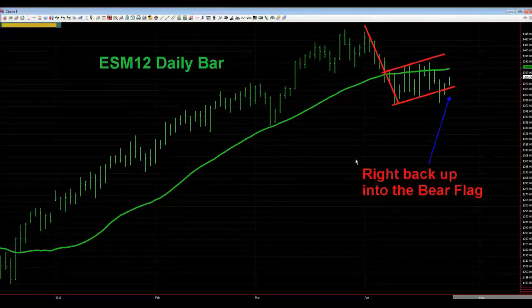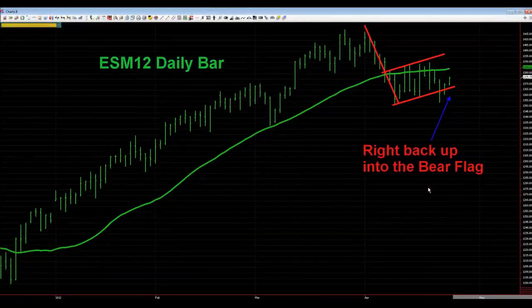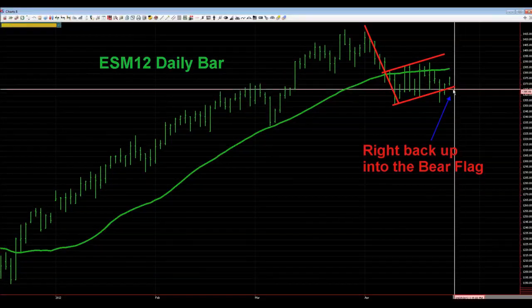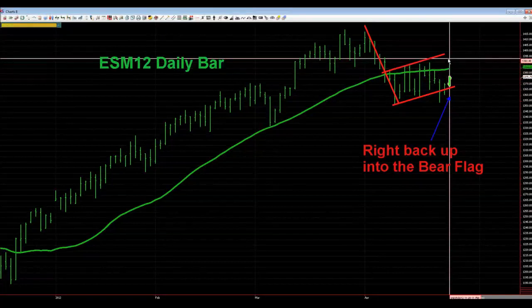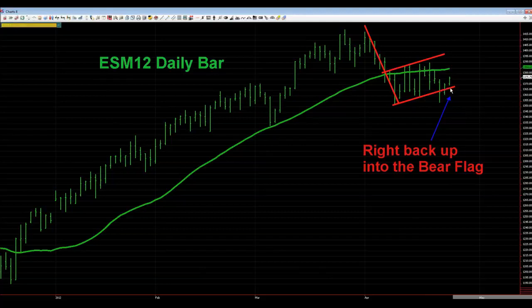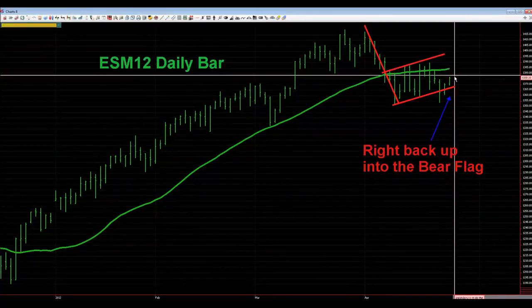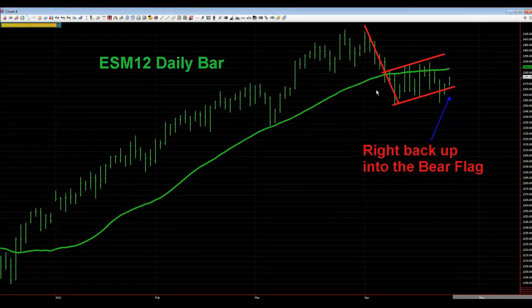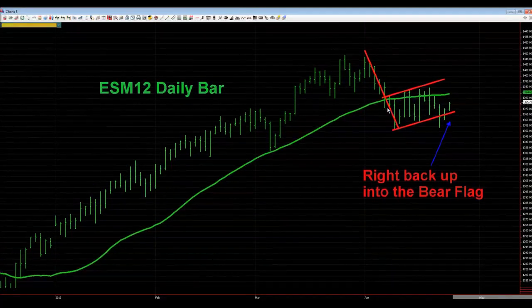The E-mini S&P daily bar, just like the Russell, right back up into the bear flag, and now this should at least hit the average and then run up and try to test the top of the bear flag. So if it wants to still be bearish, it has room to get up here at least before coming back down.